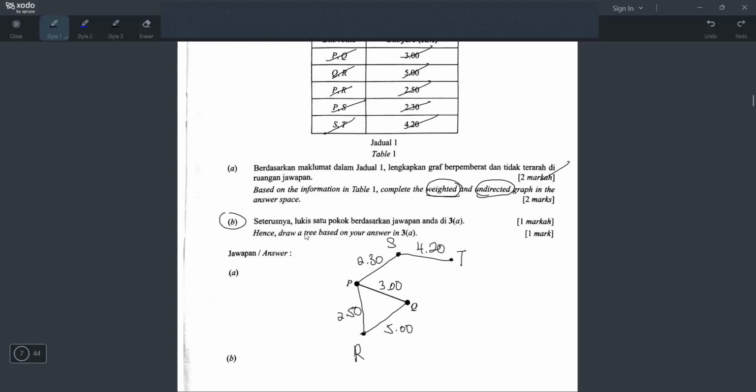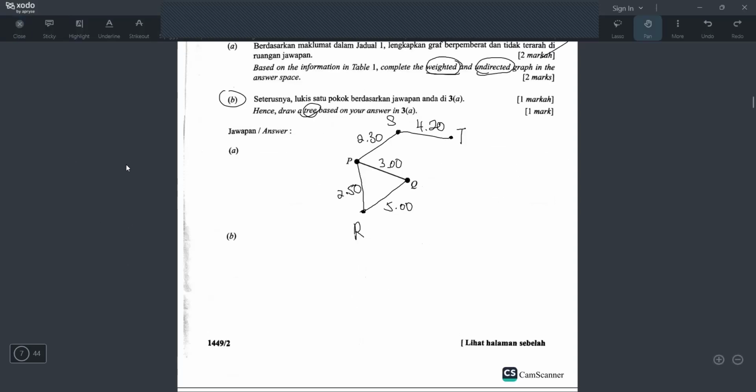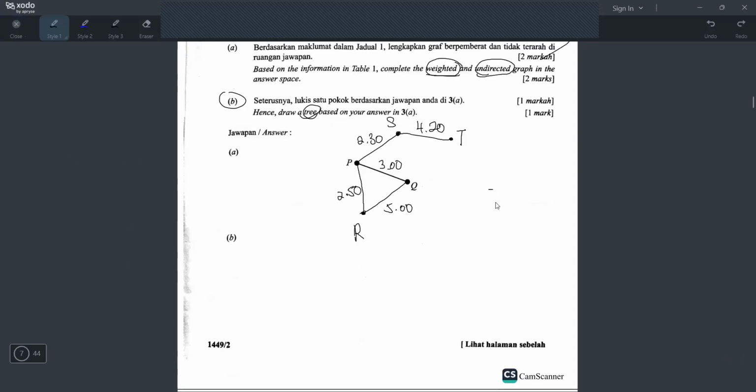Now for B, hence draw a tree based on your answer in 3A. Okay, let's talk about tree. What is tree? First of all, tree is a type of subgraph, right? But you have to take note here because there are 4 characteristics you have to memorize. First characteristic is all vertices must be connected. All vertices connected. And then the second characteristic is the tree has to be a simple graph.